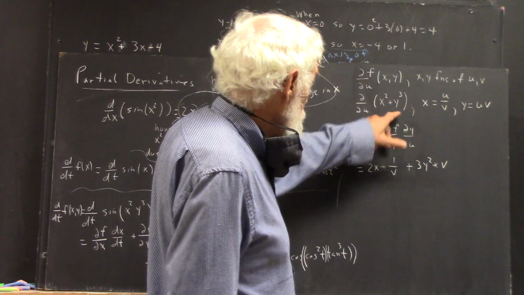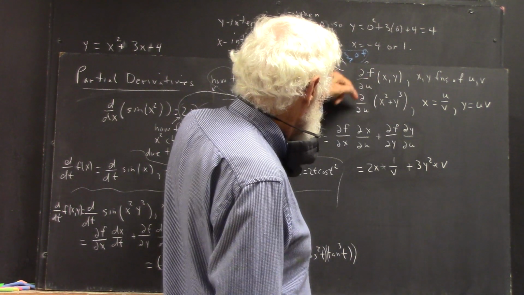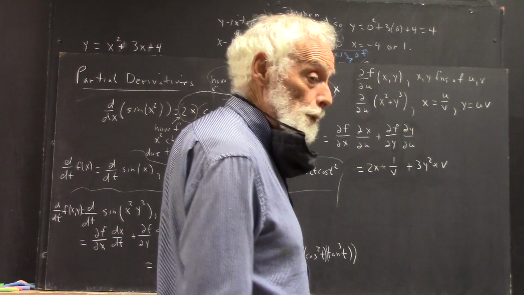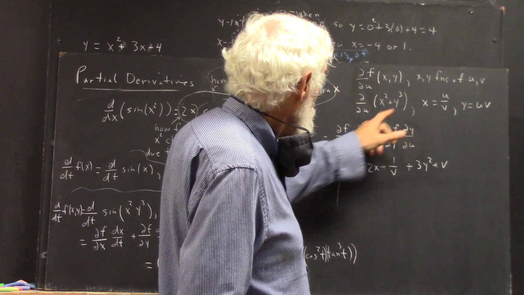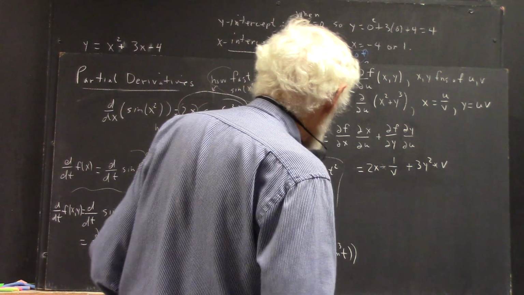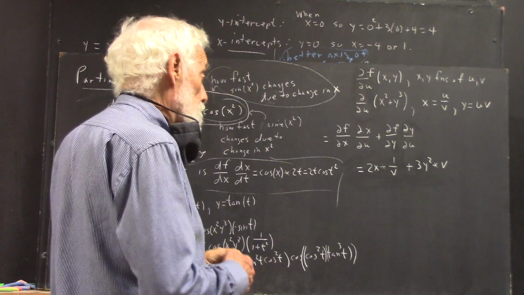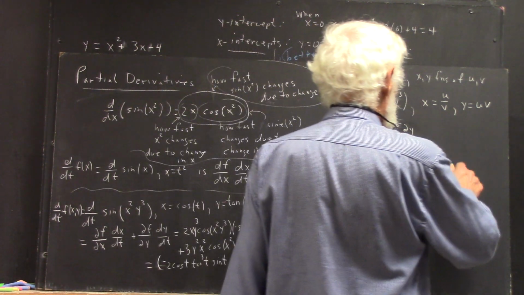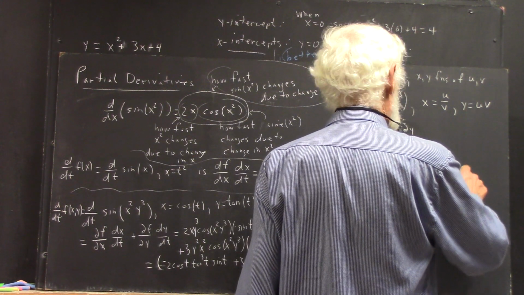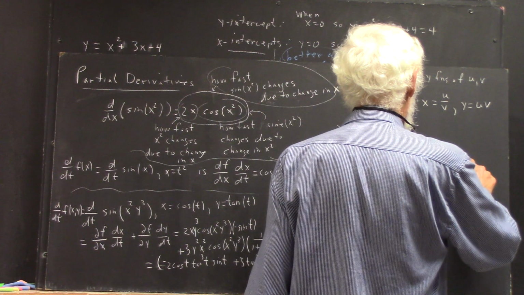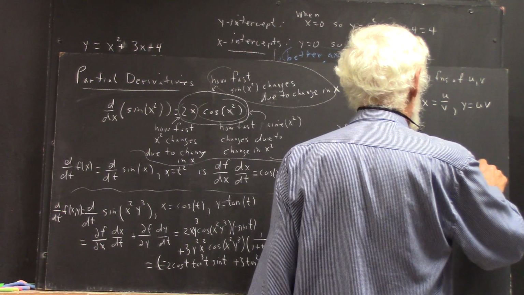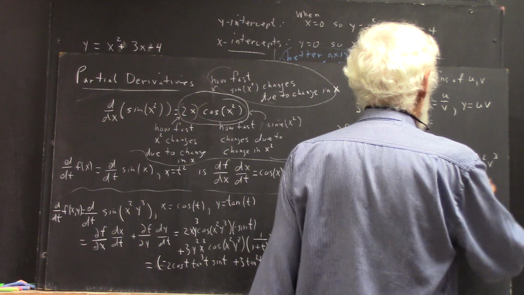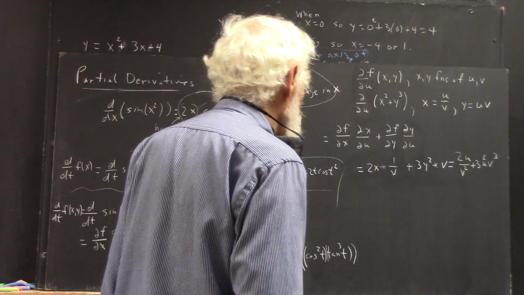We could write this whole thing in terms of u and v just by saying that now the function is u squared over v squared plus u cubed times v cubed. We do the derivative of that with respect to u. And you want to do it both ways to understand this. Okay. So we could then say that this is 2u over v squared plus 3u squared v squared.